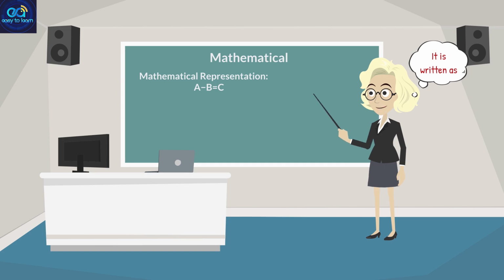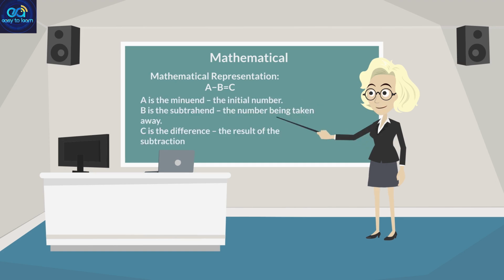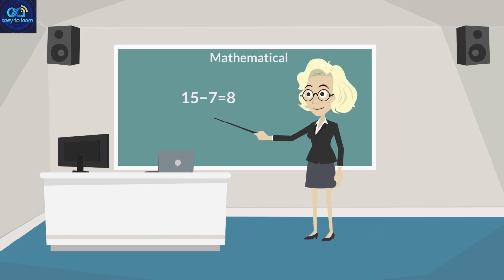In this equation, A is the minuend, the initial number. B is the subtrahend, the number being taken away. And C is the difference, the result of the subtraction. So, now identify the minuend, subtrahend, and difference in this equation. 15 minus 7 equal to 8.